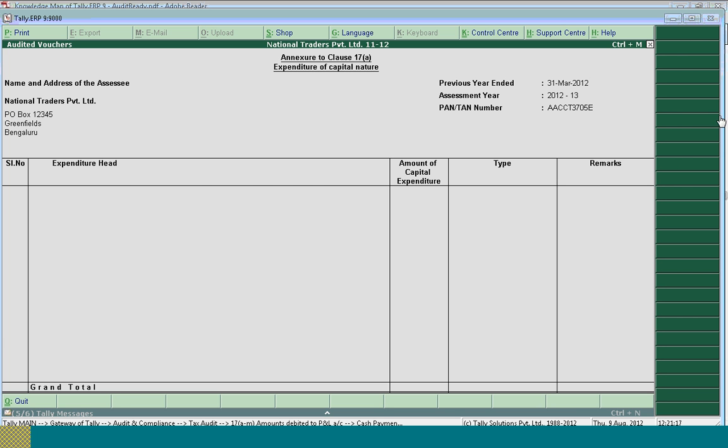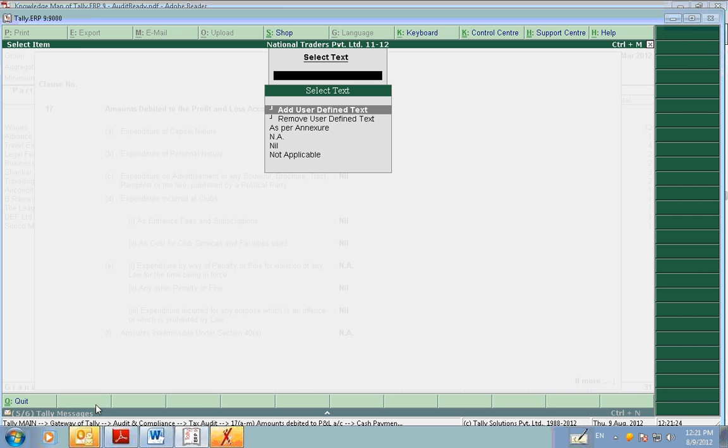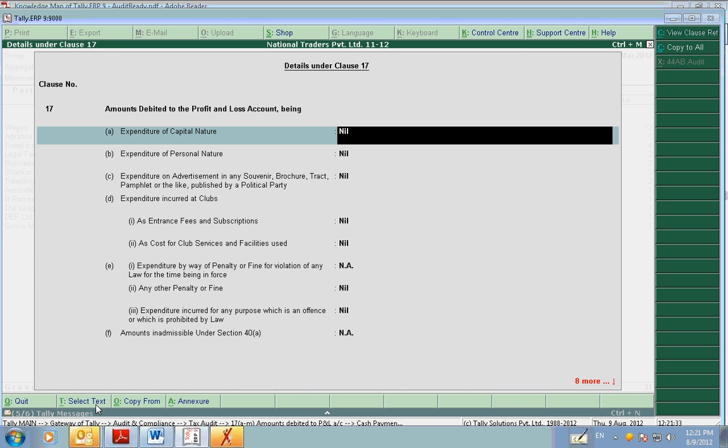Okay? So here again you have an option. Select text. By default we have the user defined text if you want to enter something as per the annexures wherein the details are captured in annexures. You can just have a copy of these and it gets copied to the entire text. If nothing is applicable, this clause is not applicable, and the copy from, if any other business has the same clause applicable, you can just have a copy of the same. Alright? So this is all about your tax audit part.